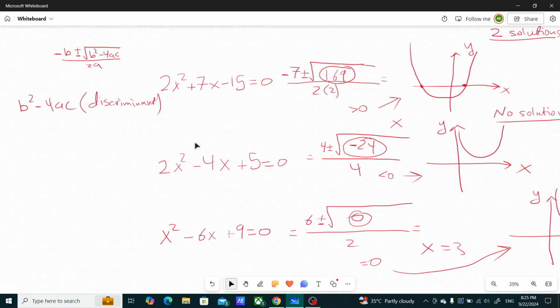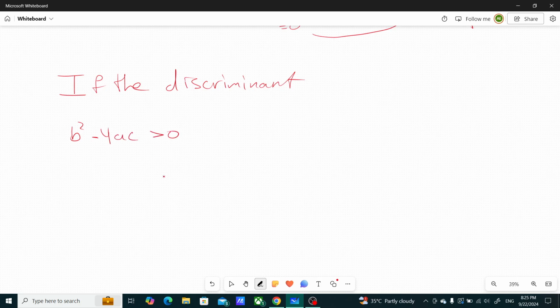And if we sum up everything right now, we can say that if the discriminant, so b squared minus 4ac, is greater than 0, then the number under the square root is greater than 0, I will have two real solutions. And it will look something like this. This is an example of two real solutions.